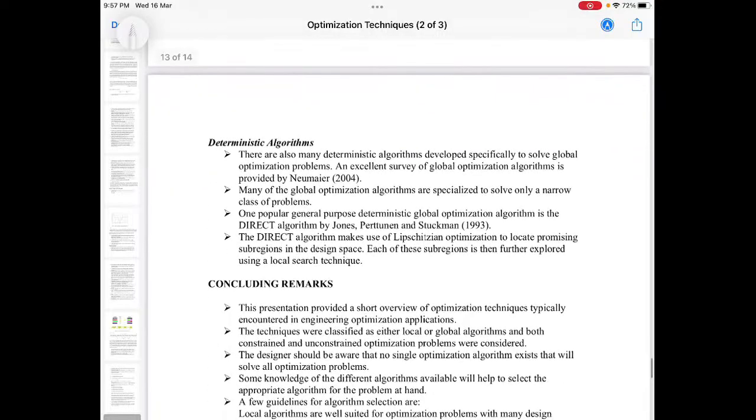Next are the deterministic algorithms. There are also many deterministic algorithms developed specifically to solve global optimization problems. An excellent survey of global optimization algorithms is provided by Neumaier 2004. Many global optimization algorithms are specialized to solve only a narrow class of problems.